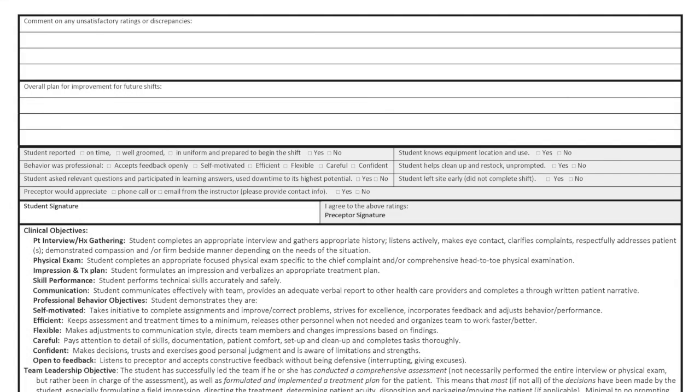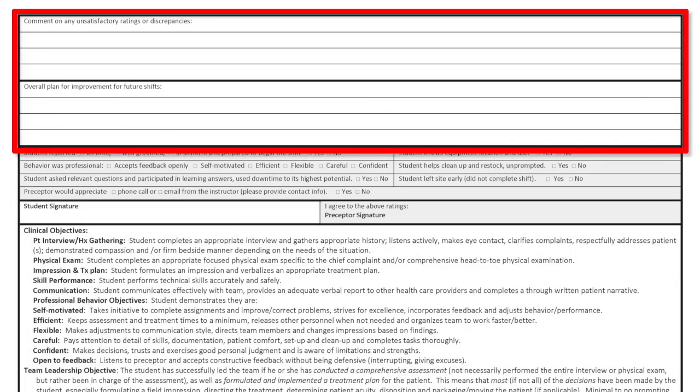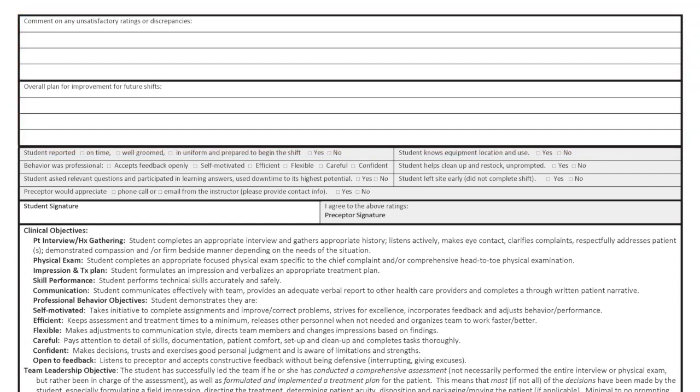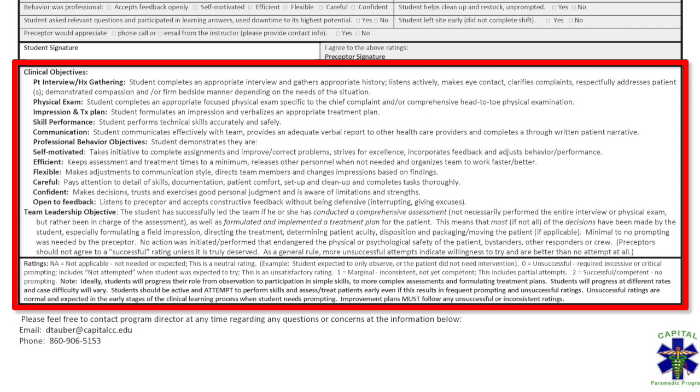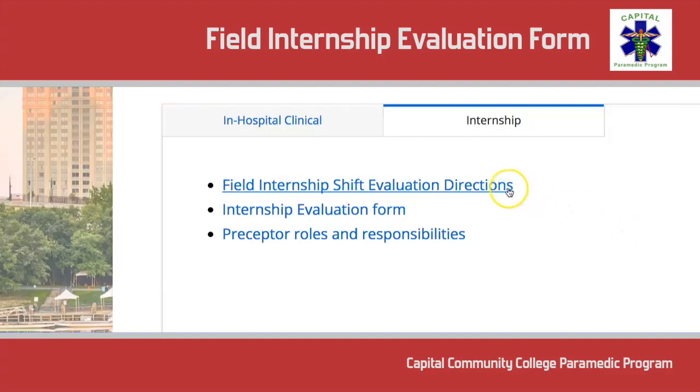This is page 2 of the form. Here, the preceptor can make any comments they deem appropriate about the student and how the shift went. The preceptor can also give the student areas for improvement for the next shifts. This section is to document student behavior in regard to professionalism. The preceptor should note that both the student and the preceptor must sign this section. This last section explains the clinical objectives and the grading system. More complete instructions on this form and how to complete it are on the webpage under Field Internship Shift Evaluation Directions.